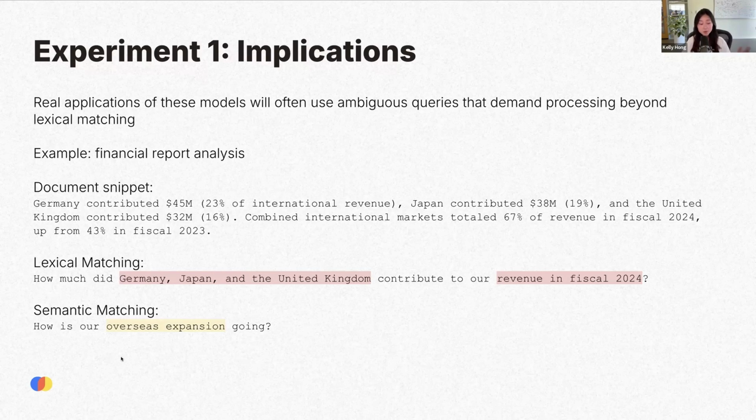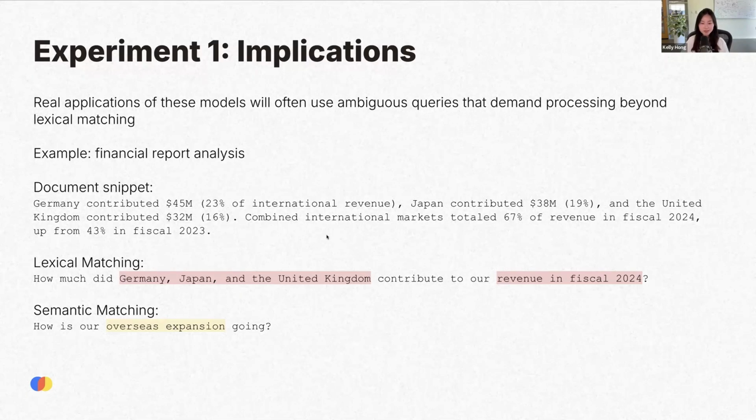But I think a more realistic query in this case is just asking the model, okay, how is our overseas expansion going? And then the model would have to make this association that overseas means these countries, and connect that to international markets. Because if you're working with so much information, it's very unlikely that you're going to know these specific keywords ahead of time. You want the model to pull in that information for you too.